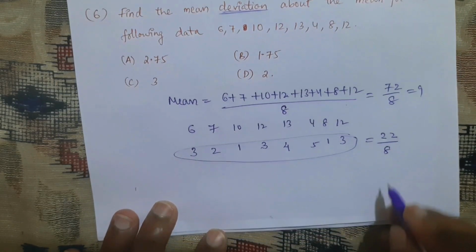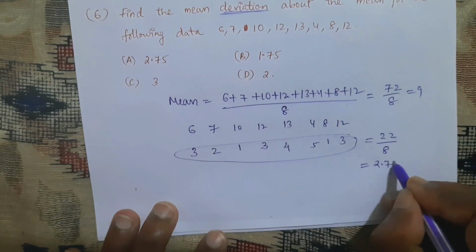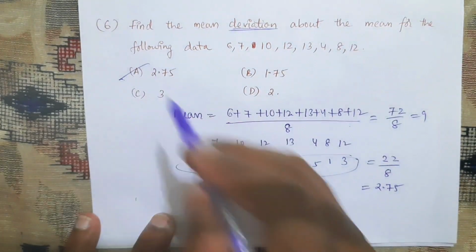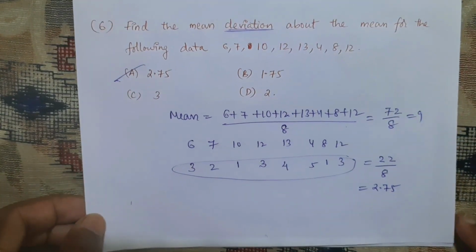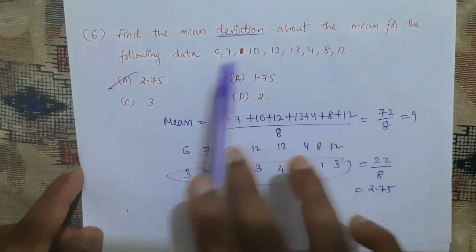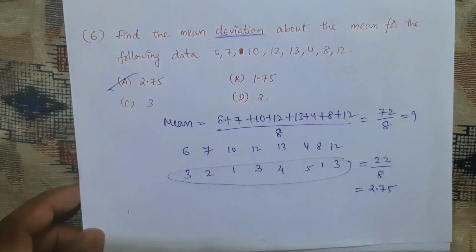22 by 8, if you calculate, you will get 2.75. That is option A. Hope you understood how to find mean deviation if they give the data. Okay. Next.